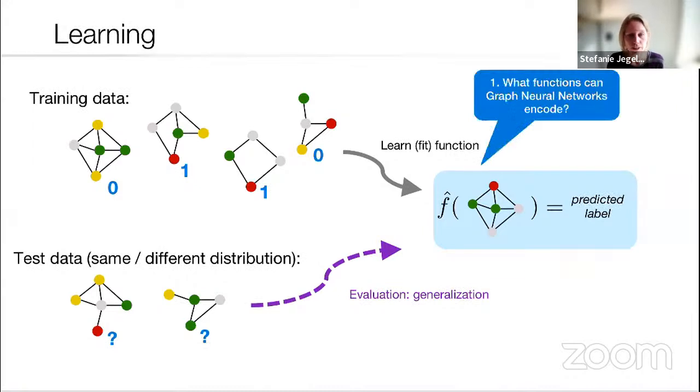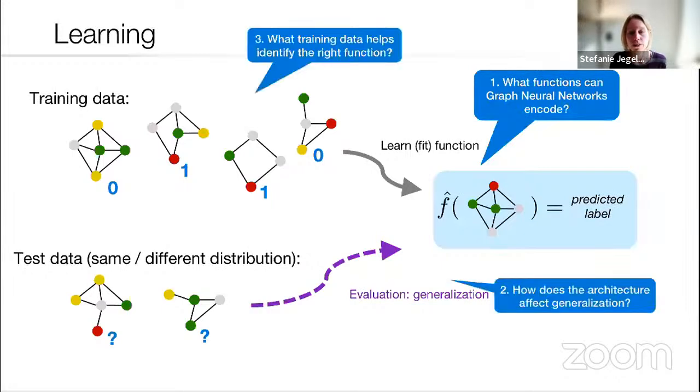The first question is, well, what can my model class encode at all? That actually also relates a lot to how well you can fit the training data. So what kinds of functions can I even encode in the best case? That's the question of representational power. And the second question is, even if I can encode this function, I have to actually find and identify the right function. So how much data do I need? What kind of data do I need?